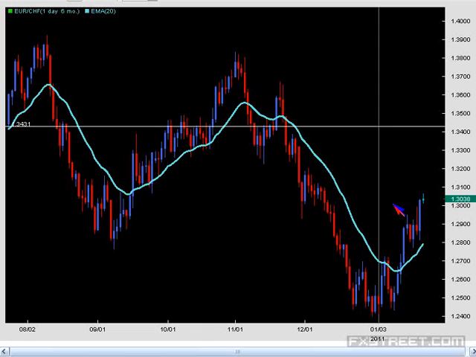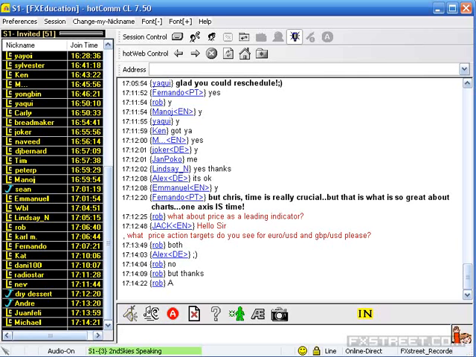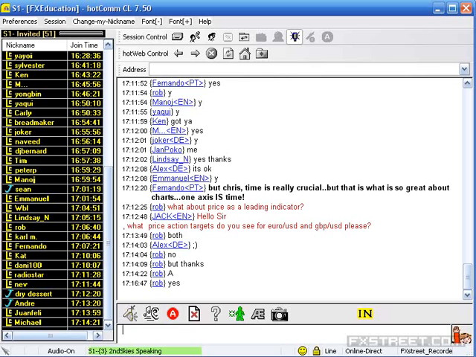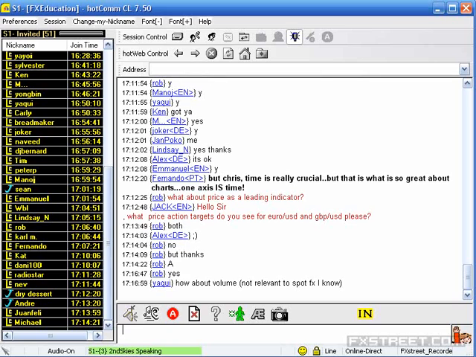Does that make sense to you, Rob? And does that make sense to everybody else? You also have to understand that there may be environments where price is not a leading indicator. And that will be where there really is no cohesion in the price action.